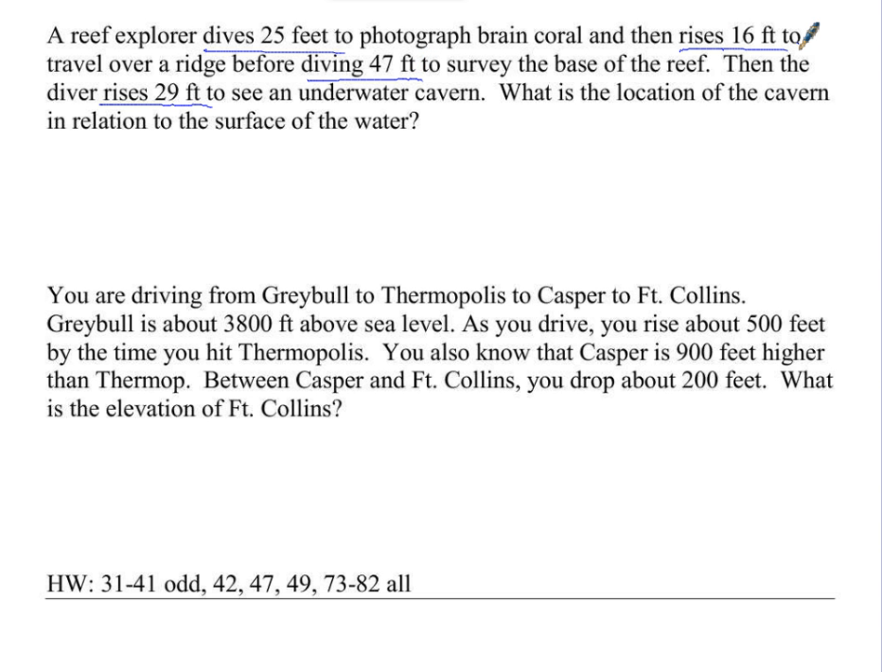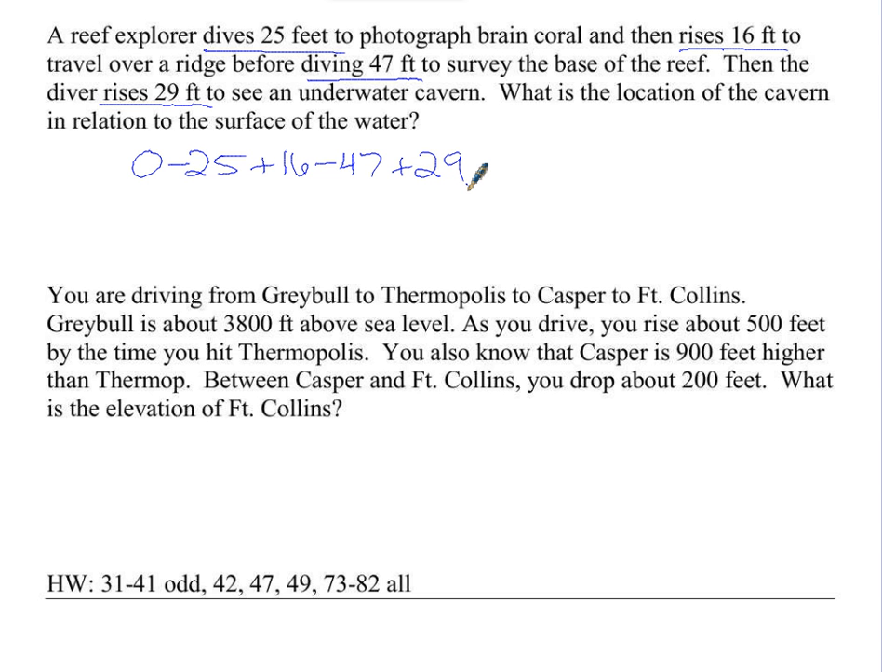So if we start off at the surface, where would we be number-wise? Well, we'd probably be at 0. Now if we go from 0, the surface, to diving 25 feet, we're going to subtract 25 feet from 0. And then we're going to rise 16 feet. So wherever we are right here, we're going to go up another 16 feet. Then we dive another 47 feet, so that's going to be minus 47. Then the diver rises 29 feet to see an underwater cavern, plus 29.